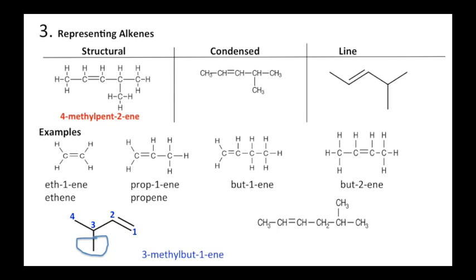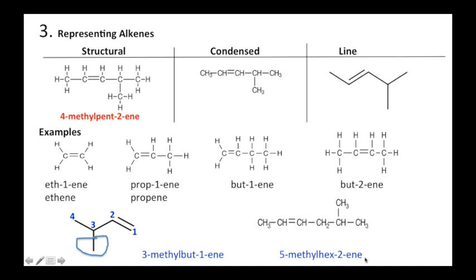3-methyl but-1-ene. Alright, now try this one. And here's the answer. You ready? 5-methyl, because I got a methyl branch there. Hex, I've got 6. Carbon number 2 has the double bond.